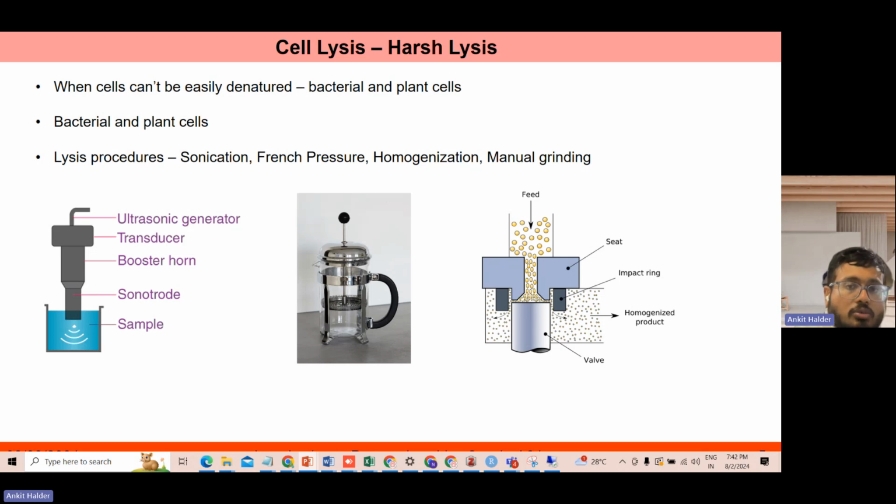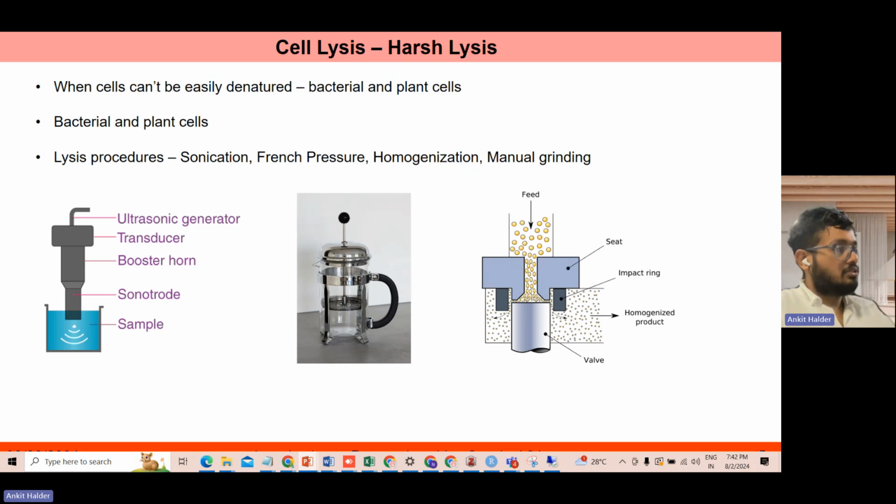So all these things are to be used when the cells are not easily denatured. Okay. So I think you will now appreciate the steps and why effective cell lysis is important. And more than that, how you are going to further get our extraction procedure and the protein concentrations out of it.